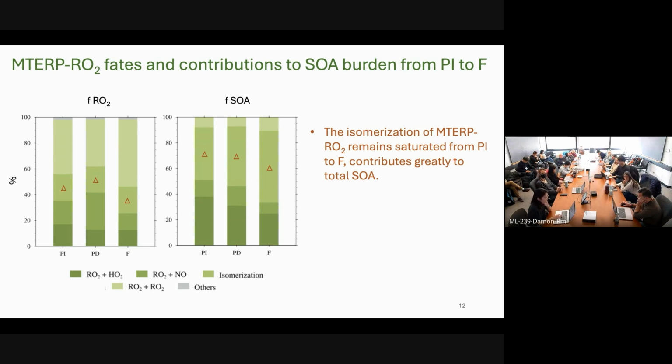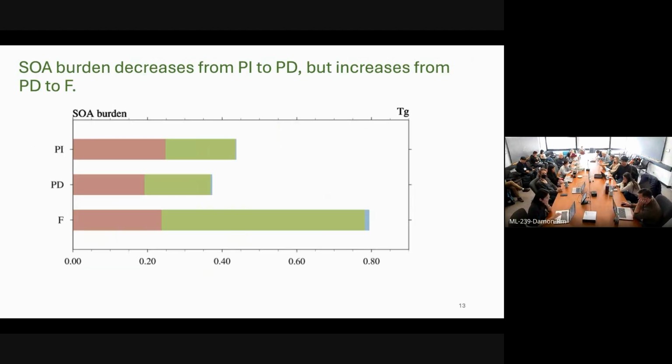And also at the present day, we notice that the RO2 plus NO pathway, shown by the purple square there, contributes much more in present day compared with pre-industrial and future. This is because there are more NO emissions in present day. And if we look at the total SOA change, we see a decrease from pre-industrial to present day. This is probably because more RO2 react with NO in present day, and this pathway tends to form SOA precursor gases at high volatility that do not favor SOA formation. And from present day to the future, we see a sharp increase in SOA burden.